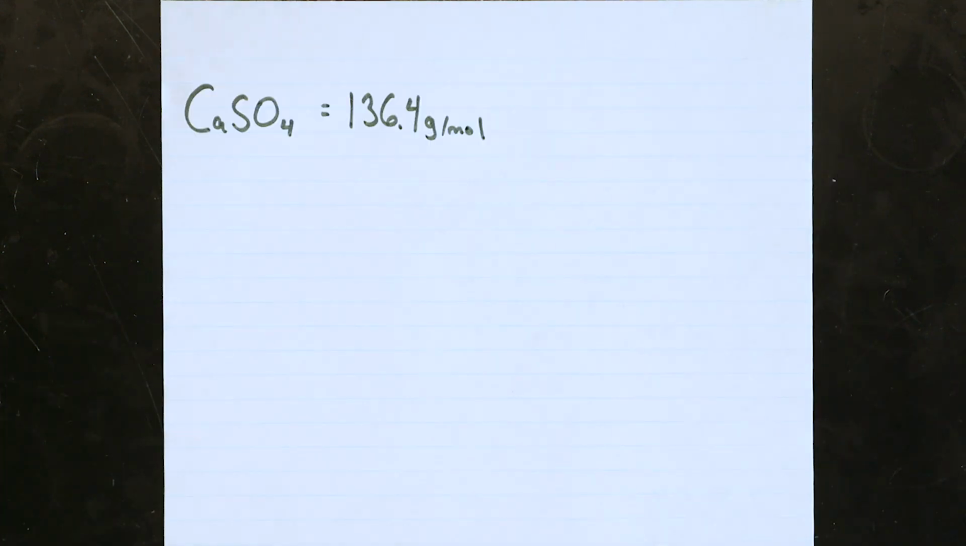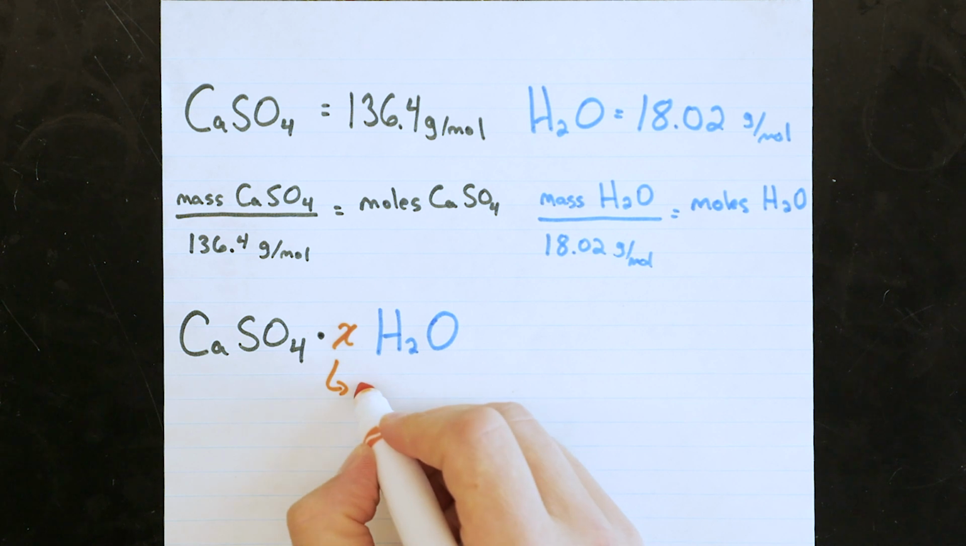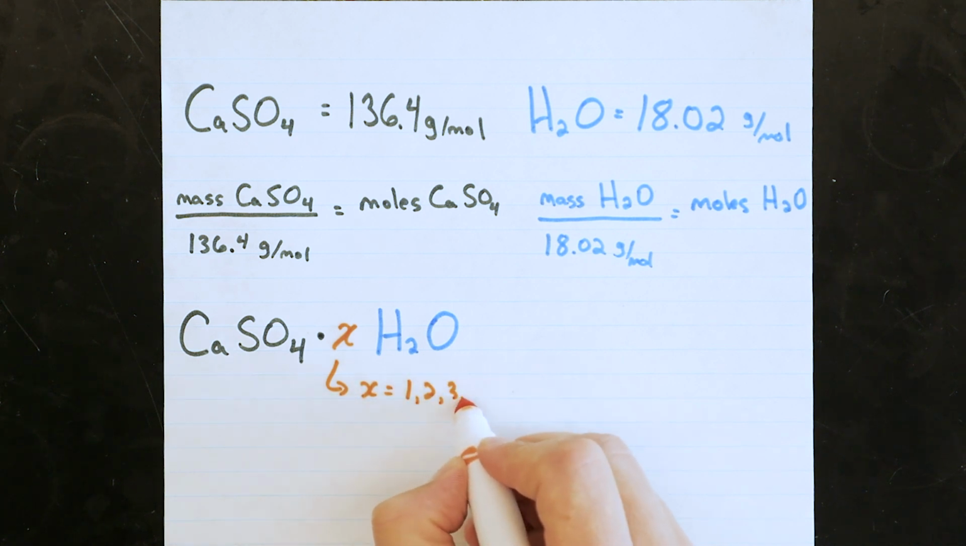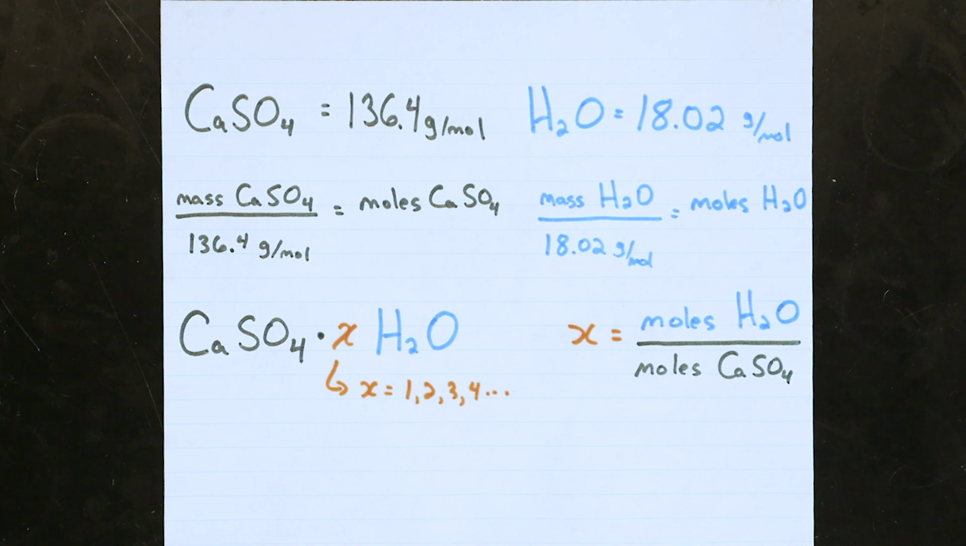Since we know the formula weights of calcium sulfate and water, we can calculate how many moles of each we had. The law of multiple proportions tells us that the number of moles of water will be some multiple of the number of moles of calcium sulfate. If they're the same number, then there is only 1 water for every calcium sulfate. But if the number of water molecules is, say, twice as big, then there are 2 water molecules for every calcium sulfate, and so on. Simply dividing the number of moles of water by the number of moles of calcium sulfate will tell you what this ratio is, and you're done.